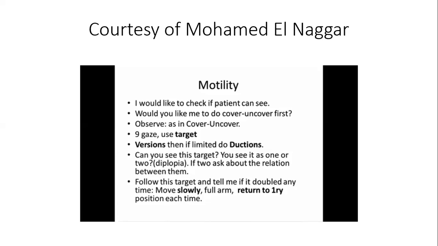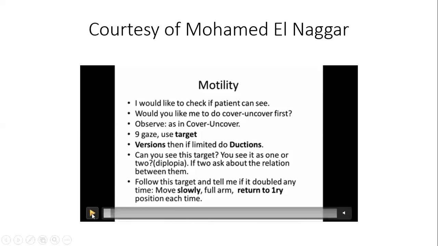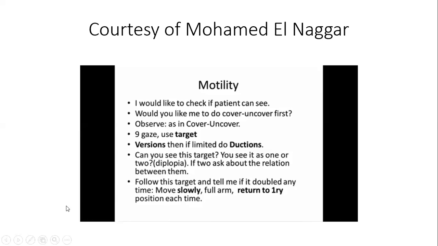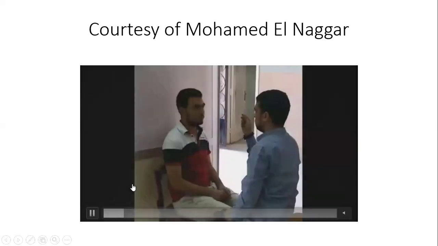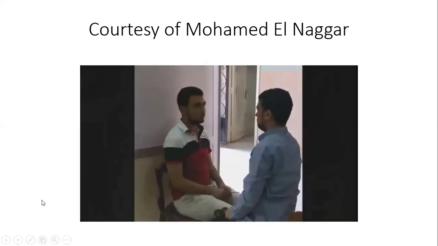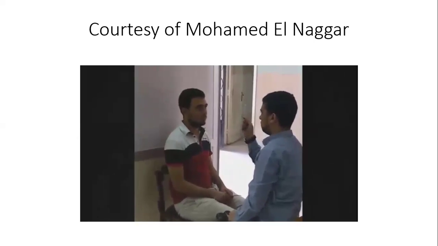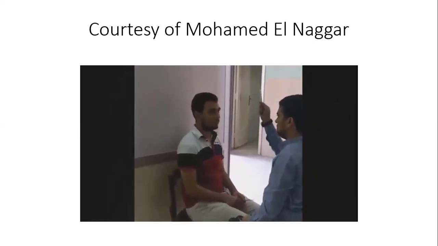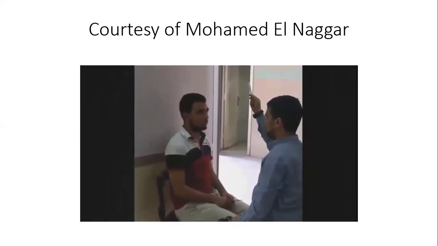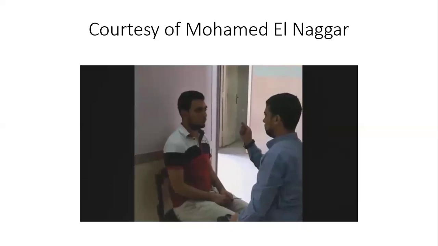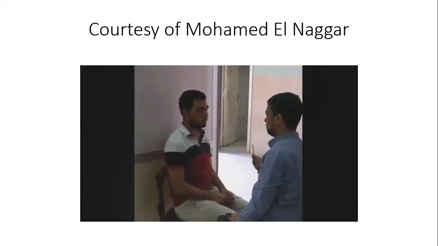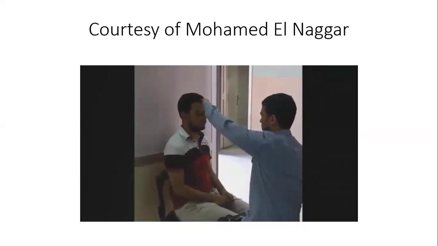Follow this target and tell me if it doubles at any time. Move slowly, full arm, and return to the primary position each time. I will show you an illustration of this by Dr. Mohamed al-Naggar. He started with levoversion, then came again to the primary position, then went to levo elevation, came again to the primary position, then went to levo depression, okay?